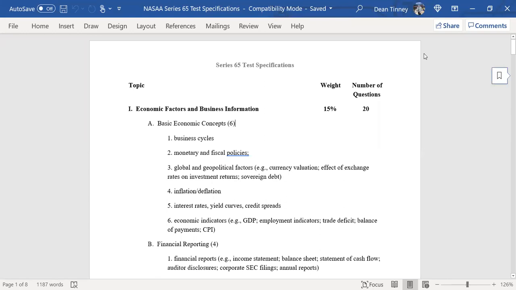So I highly recommend you print this PDF out. You can get it on the NASAA website. I would use it as an intellectual inventory as you go through your study effort. If I were a student, maybe I'd use this as a preview of what I'm reading and watching videos, whoever your study materials come from, to give you a better idea what you should be looking for.